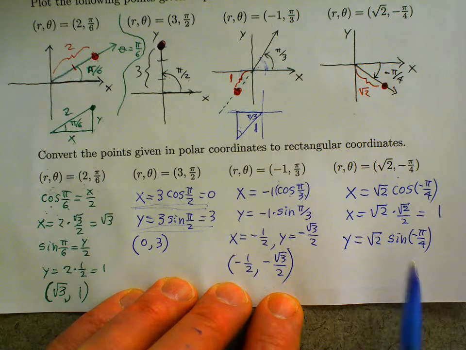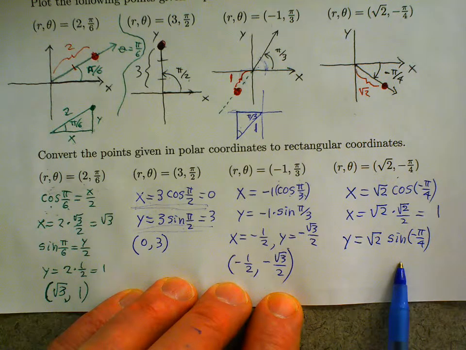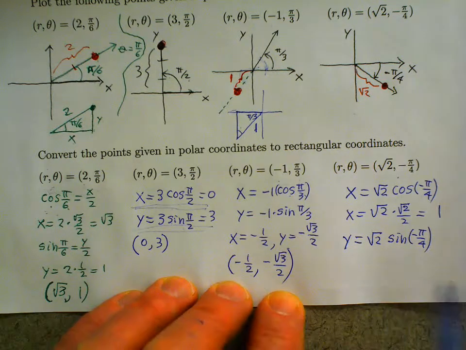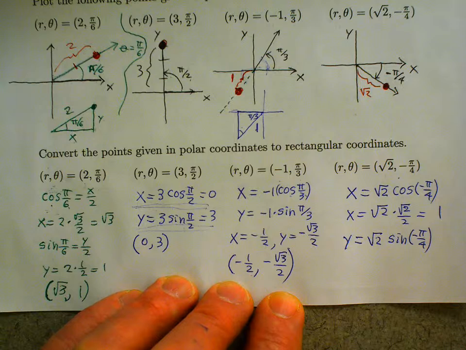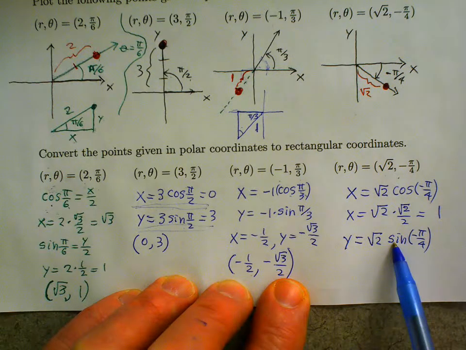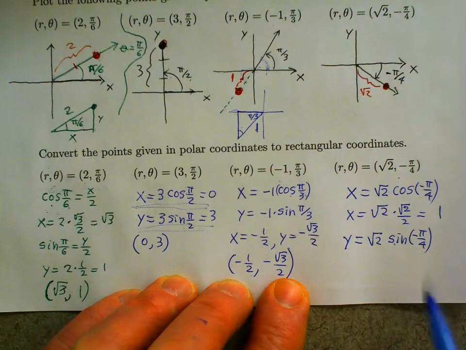The sine function is an odd function. Do you remember how odd functions work? If f of x is an odd function, then f of negative x equals the negative of f of x. So in this case, sine of negative pi over 4 equals the negative of sine of pi over 4.